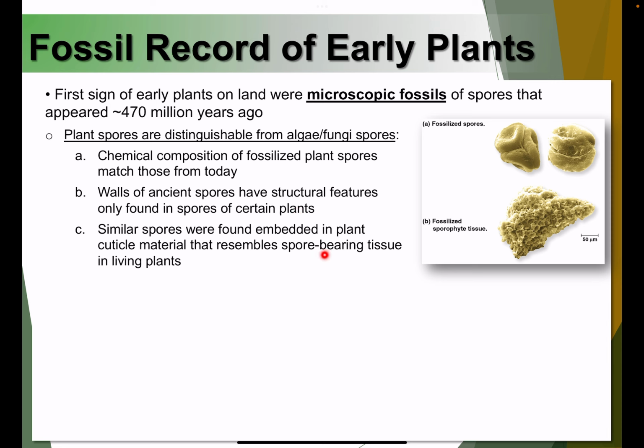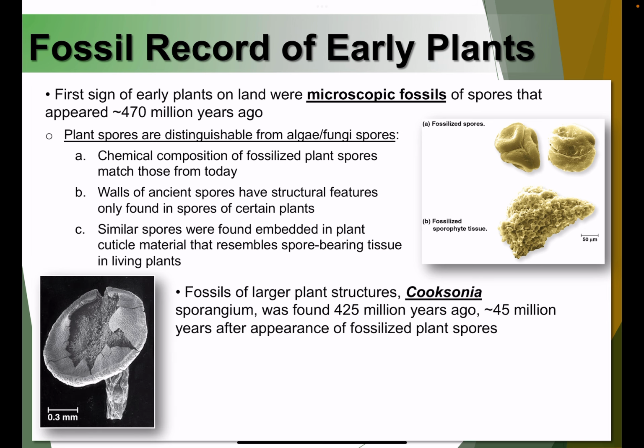Third, similar spores were found embedded in plant cuticle material that resembles spore-bearing tissue in living plants. So again, not only are the spores looking the same, their chemical compositions are the same, and they are actually found embedded in plant-like things that resemble what we have today in living plants.